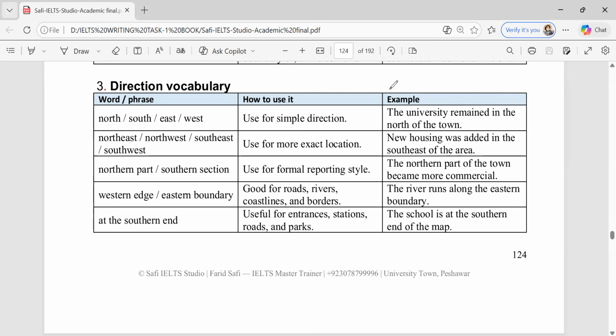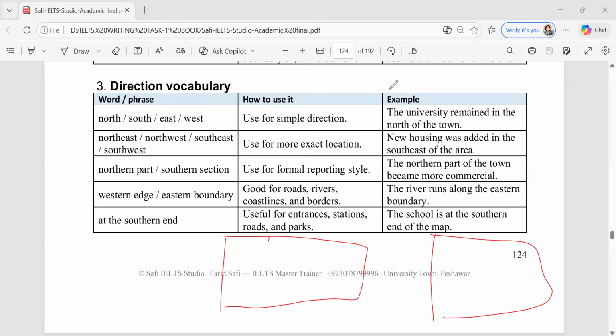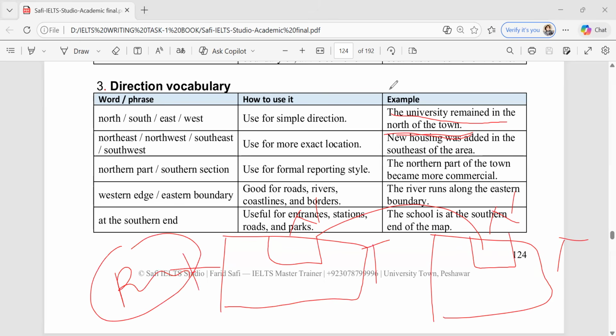Look, for example, this is the previous map and this is another map. We had the university here and exactly the same, no change. And both are towards the north side. This is your north. This is your north. Both are in the north. So what we want to say is, the university remained in the north of the town. This is a town, both are town. This is like, for example, in the past, but now it's in present time. So we say that the university remained in the north of the town.